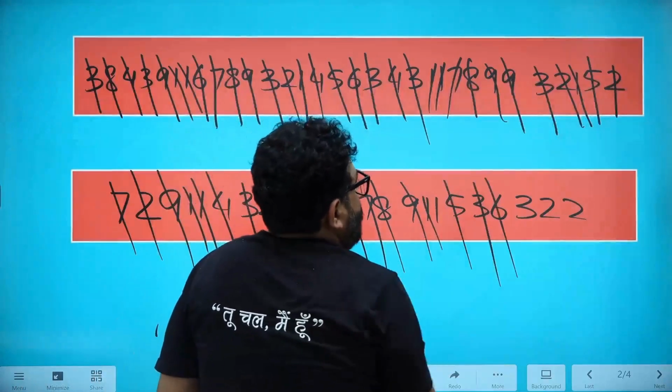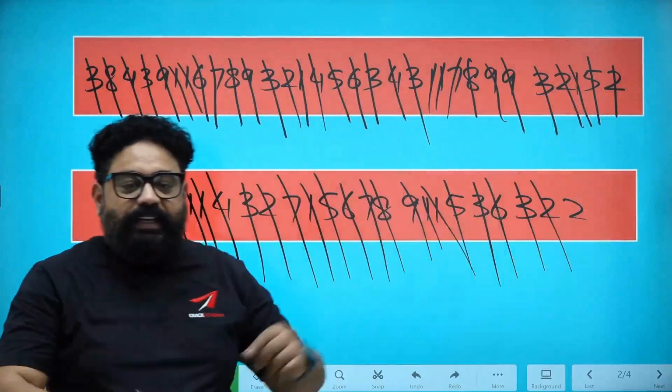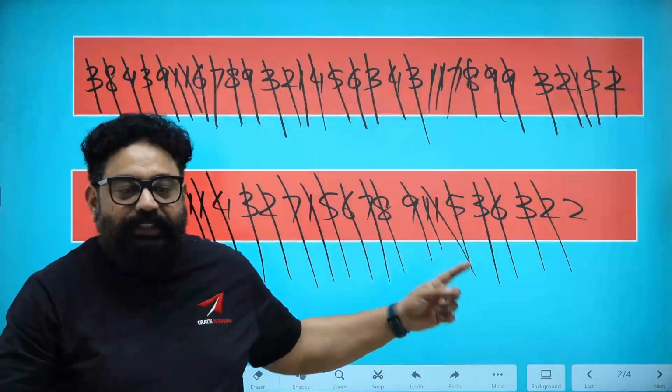3, ignore. 6, ignore. 3, ignore. 1 plus 2, ignore. You are left with 2. So when this number is divided by 3, the remainder is 2.